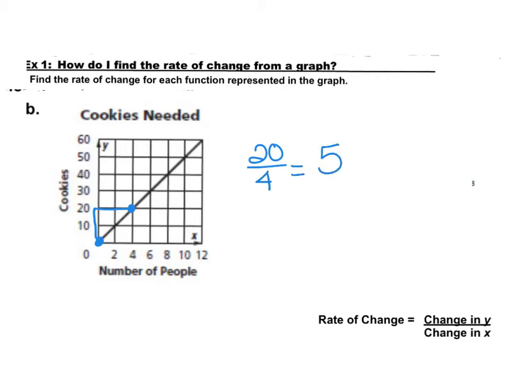I'll have 20 divided by 5. And so that means it's going to be 5 cookies per person. So for every one person, we'll end up with 5 cookies.